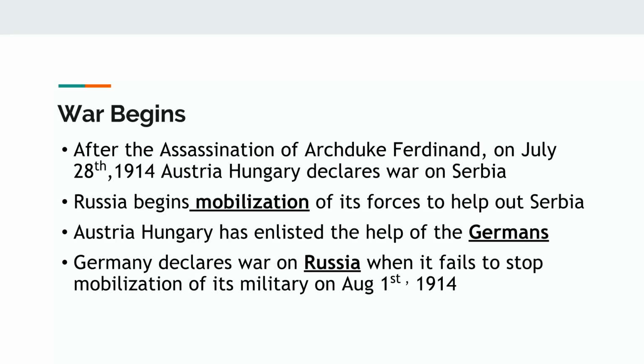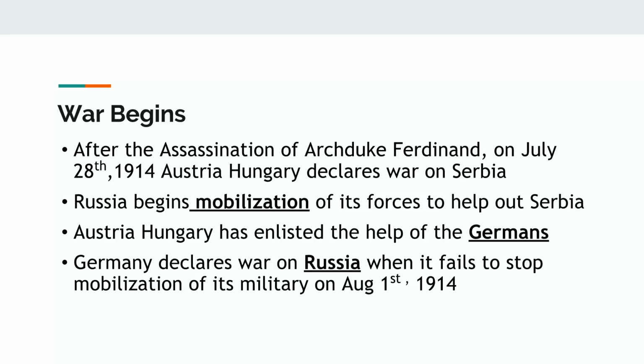Because of the alliances that were already in place, Serbia had an agreement with Russia that Russia would help out in case of war. And so Russia begins mobilization of its forces to help out Serbia against Austria-Hungary. Austria-Hungary had an alliance with Germany. And of course, with this alliance, the Germans are going to come to the defense of Austria-Hungary, especially when Russia begins to support Serbia.